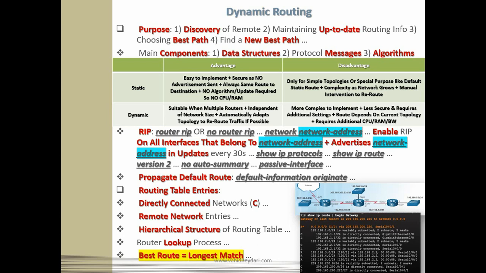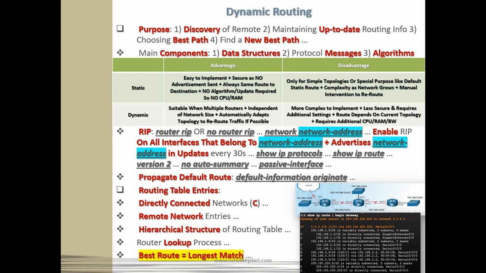Distance vector interior gateway protocols for IP version 6 include RIP-NG or RIP Next Generation, and we have EIGRP for IPv6, another distance vector interior gateway protocol alongside RIP-NG.